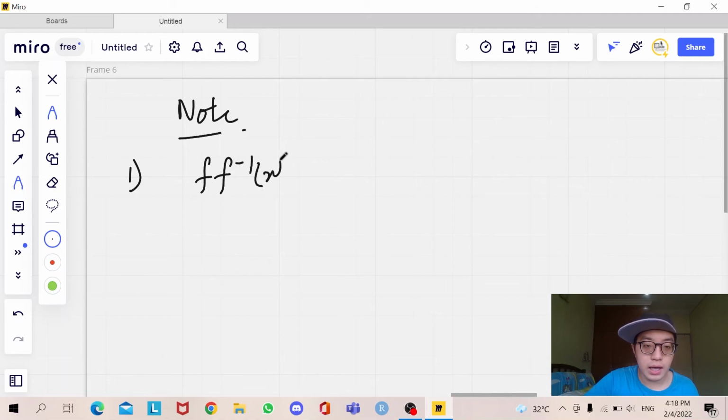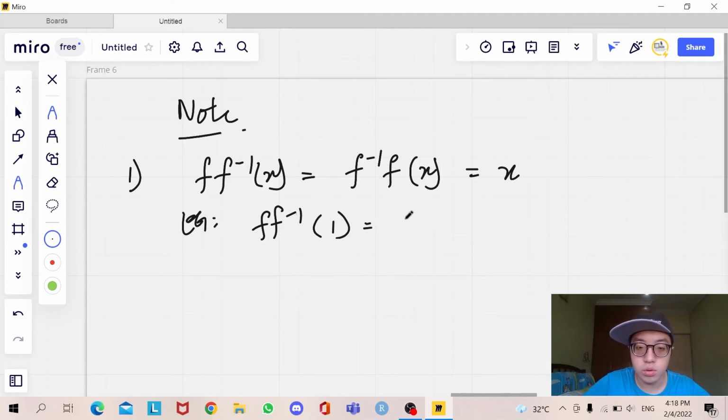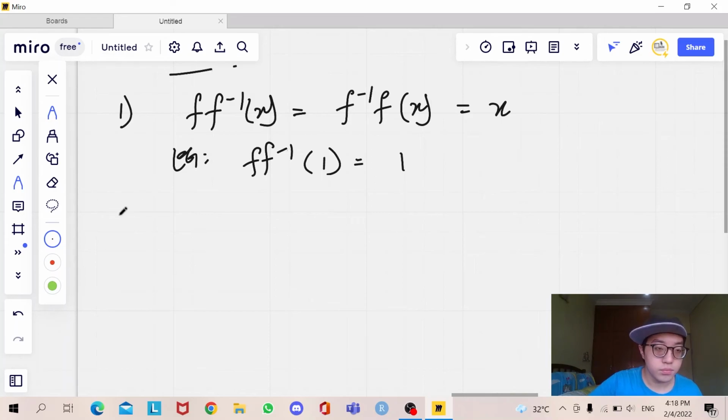f(f inverse(x)) is equal to f inverse(f(x)) is equal to x. So any value that you put through f inverse and then f, you will get back the same value. For example, f(f inverse(1)) will be equal to 1. All right, that's it. So this is the first note, and then the second note.